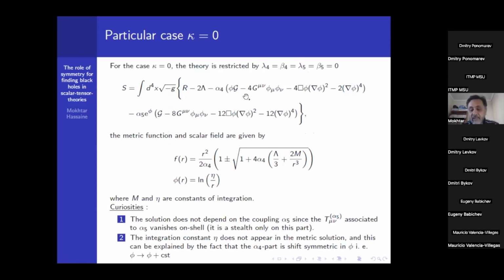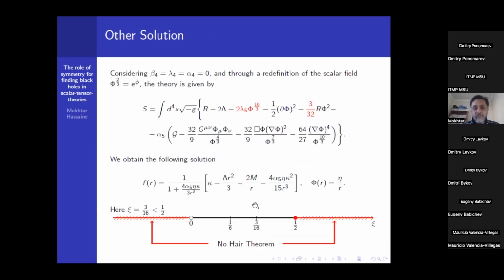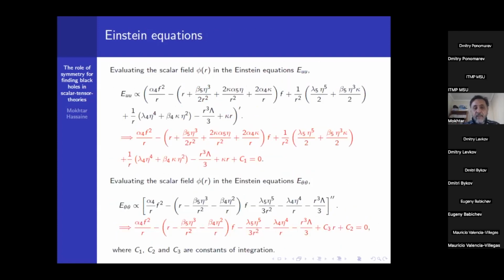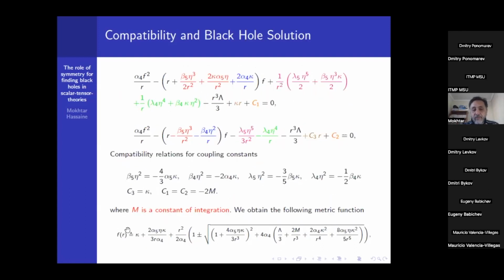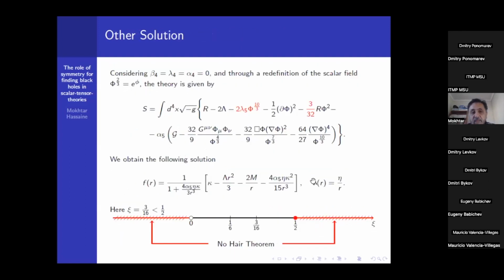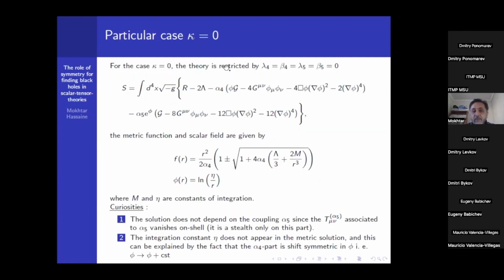There is a very particular case for this solution that I would like to mention. When the curvature of the base manifold is 0, when I'm considering a planar base manifold, kappa is 0, so beta 5 is 0, beta 4 is 0, lambda 5 is 0, and lambda 4 is 0. So when kappa is 0, the theory is restricted to lambda 4 equal to beta 4 equal to lambda 5 equal to beta 5 equal to 0.